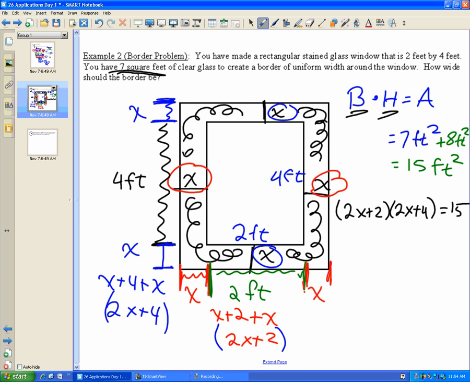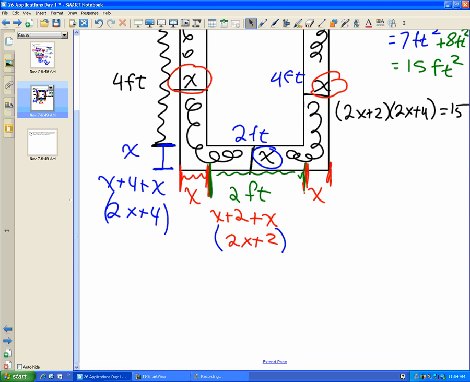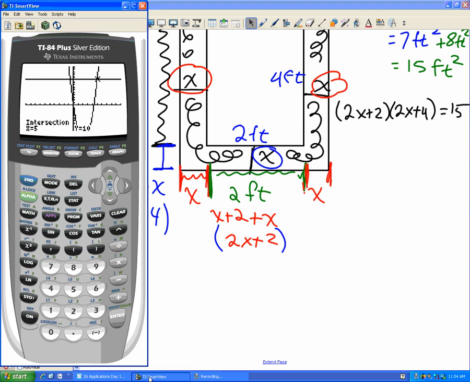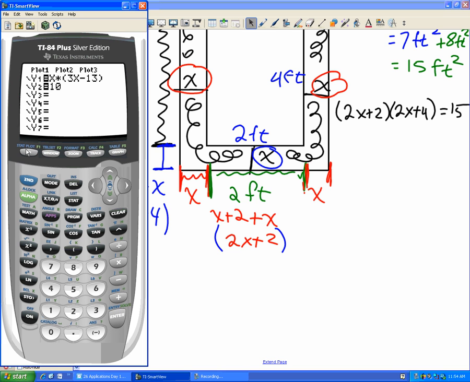There's my equation. I have an equation with one variable. If I FOIL this out, it will be a quadratic, and I could try to factor it out. But I'm going to go ahead and, again, use my calculator. I'm going to go back to my calculator, clear this out, go back to y equals and clear out my y1 and my y2.